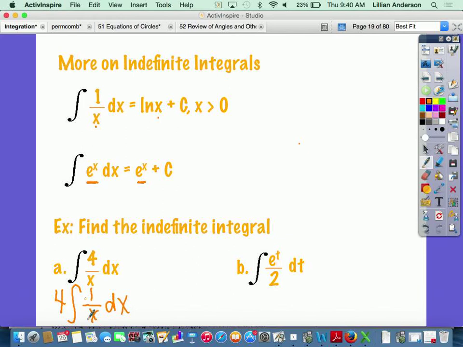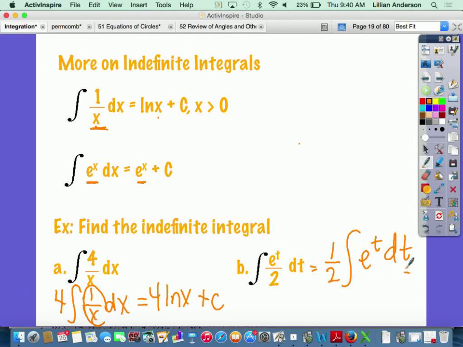So then this looks just like that. So then you'll have 4 ln of x plus c. Over here, can I do the same thing? Can I pull out a constant? Yes. What constant? 1/2. So 1/2, the integral e to the t dt. Now this looks just like this. So you'll have 1/2 e to the t plus c.